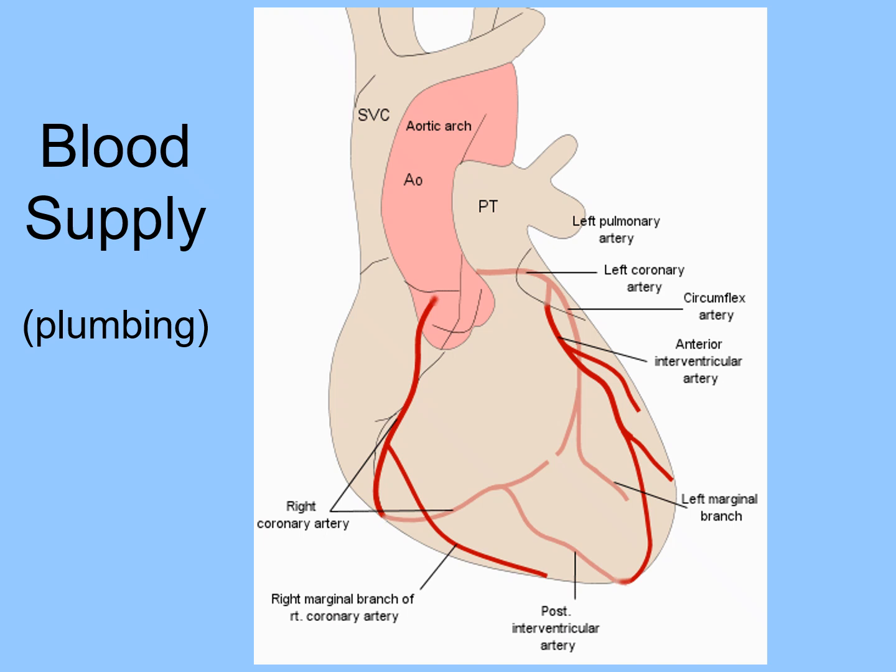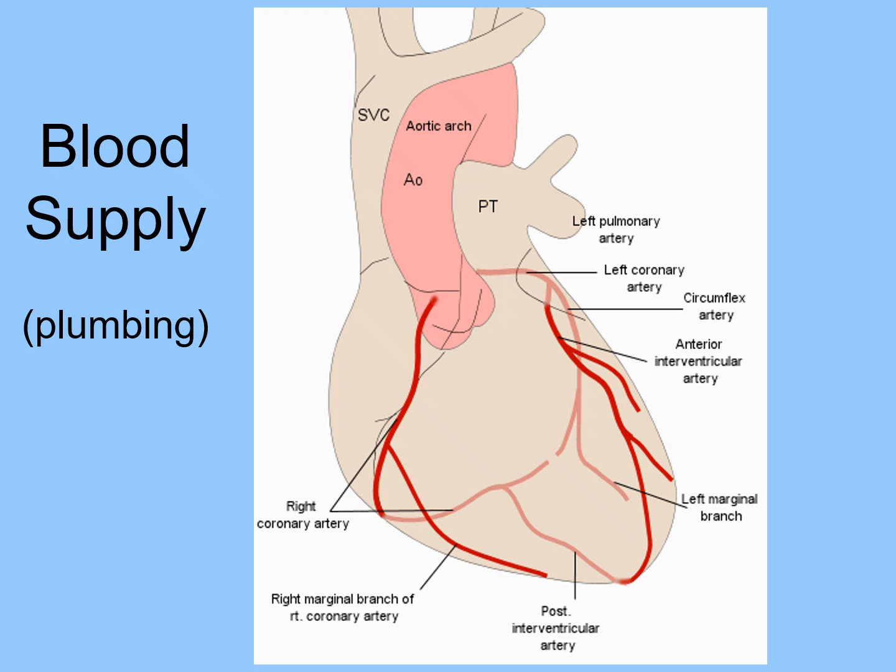Running with these arteries are some main veins of the heart you need to know. Running with the anterior interventricular artery, as well as the circumflex artery, is the great cardiac vein. The great cardiac vein will therefore drain the anterior right and left ventricles, along with the posterior left ventricle and posterior left atrium, where it will then drain into the coronary sinus.